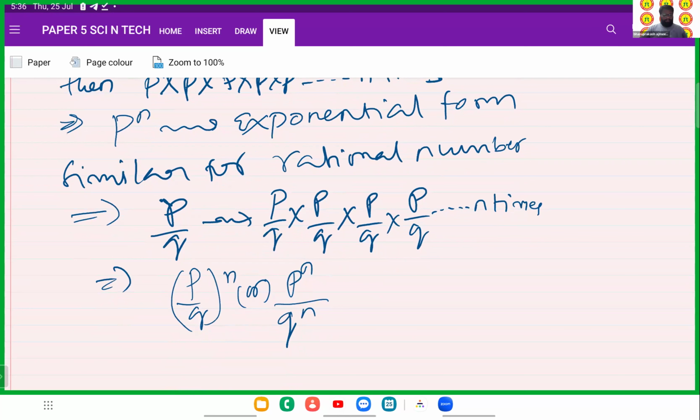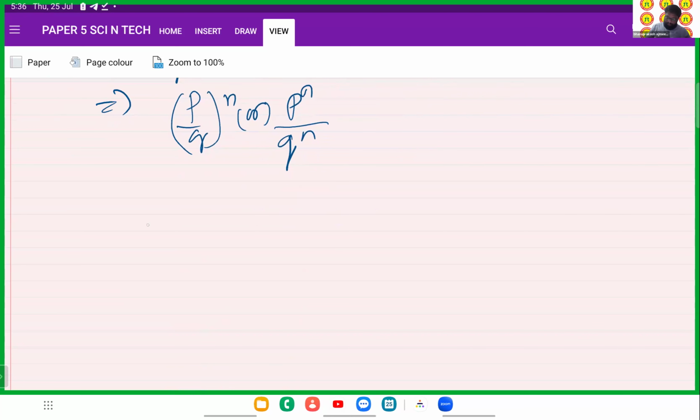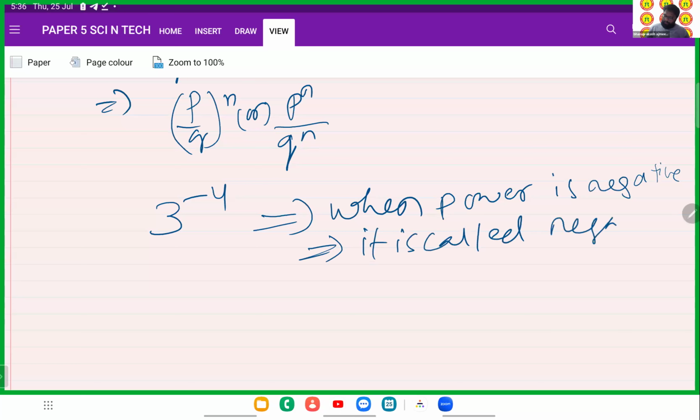So when you find a negative exponent, what do we mean by negative exponent? For example, 3 to the power of negative sign. So when the power is negative, it is called a negative exponent. Or the base might be negative.